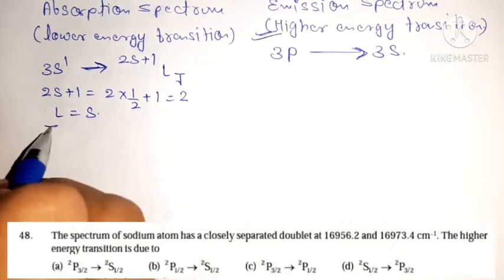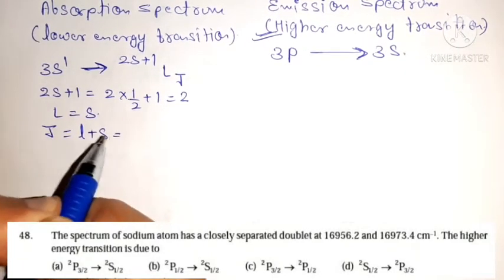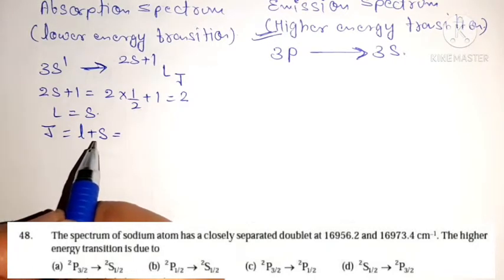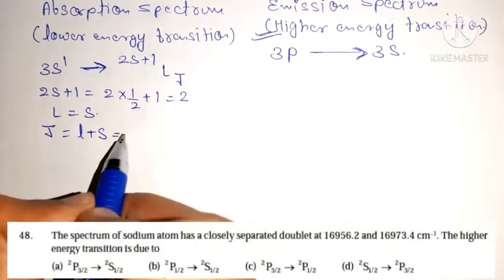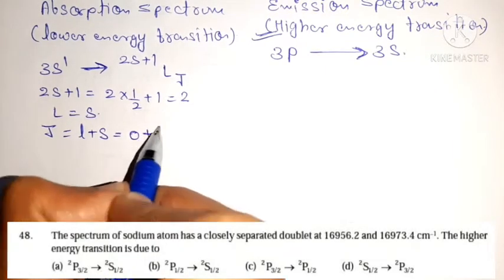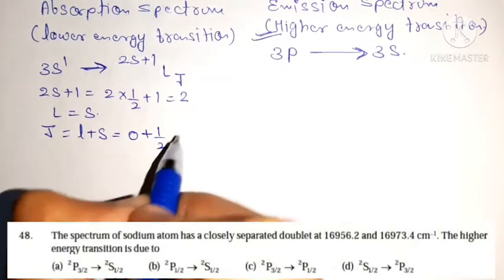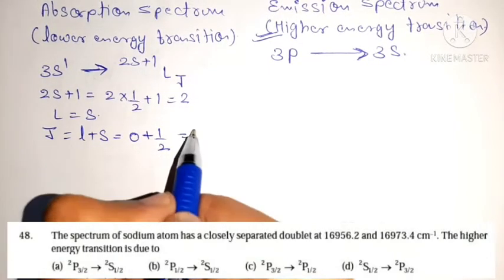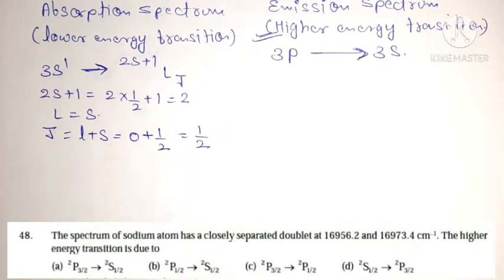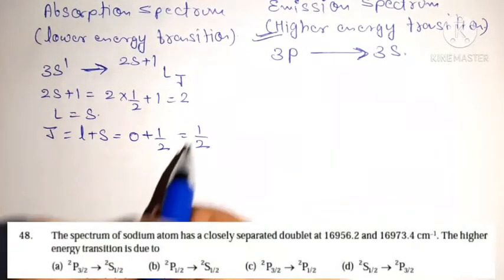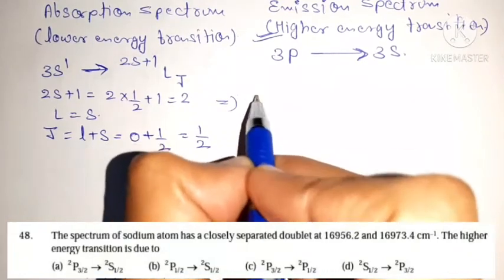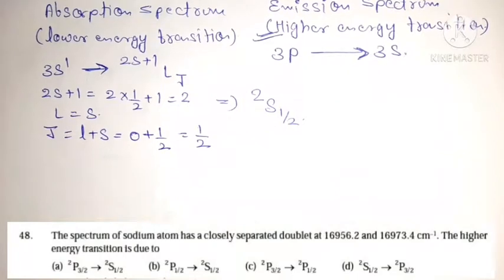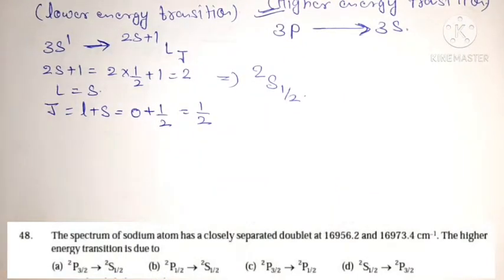And the J will be L plus S. Here the value of L will be 0 and the value of S will be half. Because S is the spin of a single electron, it's half, so the value of J will be 1 by 2. So the term symbol for 3s1 orbital will be 2S 1 by 2. This is the condition for 3s1 orbital.